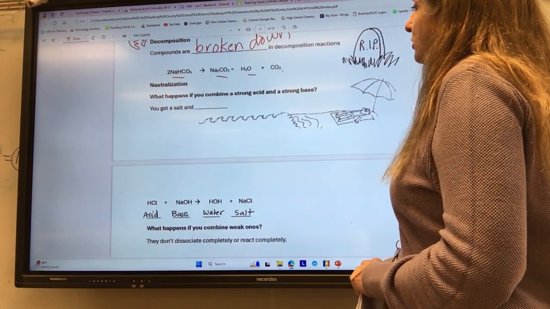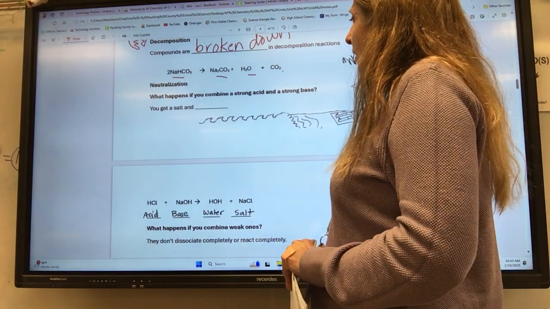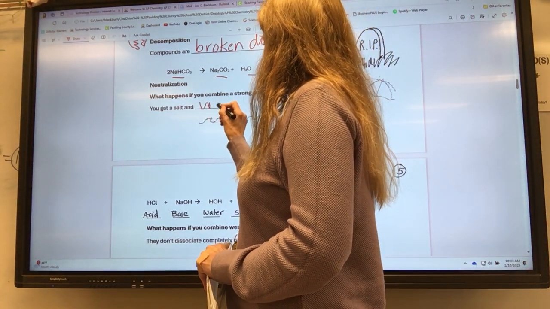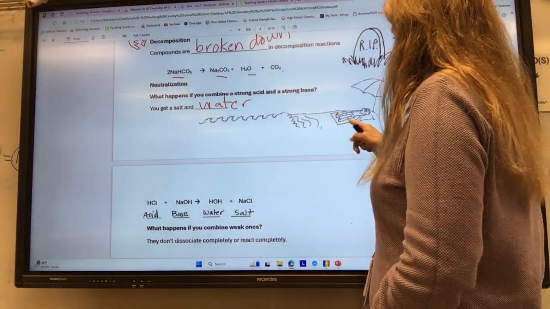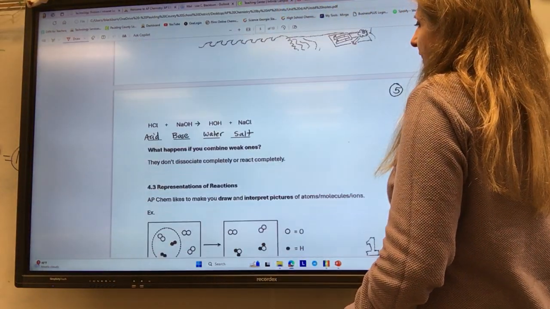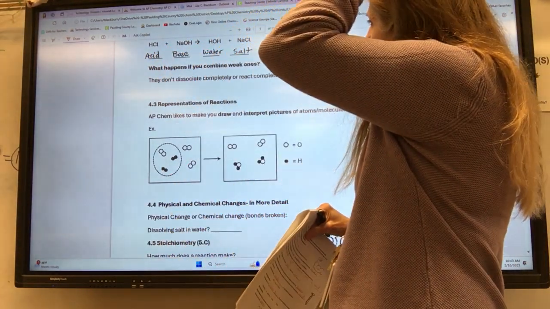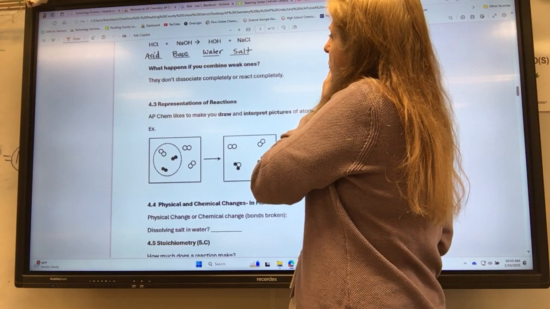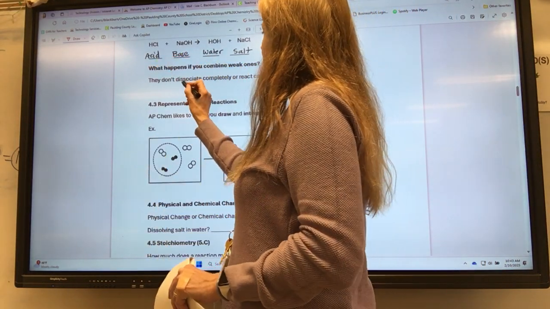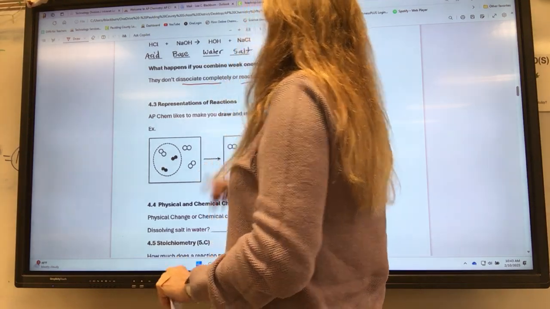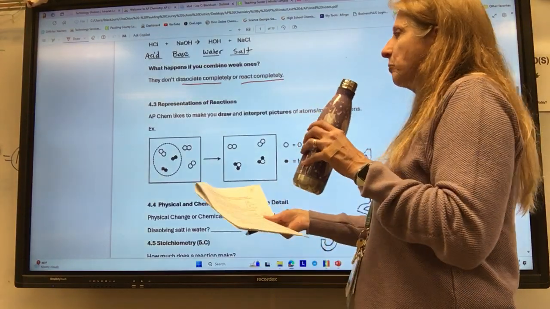We learned this in honors too. What happens if you combine a strong acid and a strong base? You get salt and water, right? That's why we got little dude here on the beach. He is salt and water. Ta-da. Okay, here is the reaction written down for this. Hydrochloric acid, an acid, plus sodium hydroxide, a base, makes water and salt. Now, these are strong. What if you combine weak ones? They don't dissociate completely or react completely. So, just the opposite.